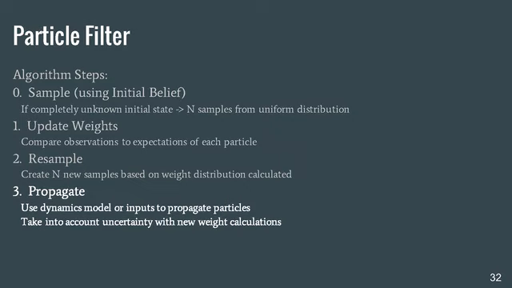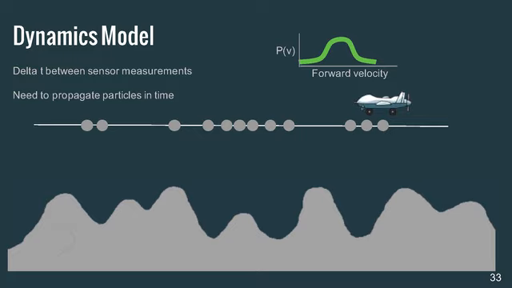And then the final step is propagating. So this whole time that we've been filtering and updating our weights, the plane has been moving forward. So we need to take that into account. So we have a forward velocity. It might be traveling, let's say this range is 0 meters per second to 5 meters per second to 10 meters per second that you can see on this plot. So we're most likely moving 5 meters per second.